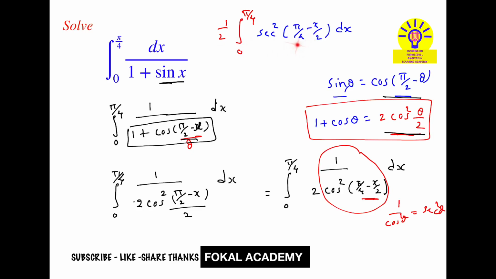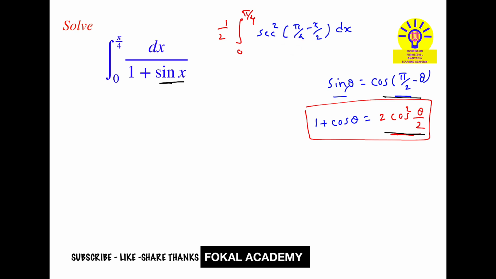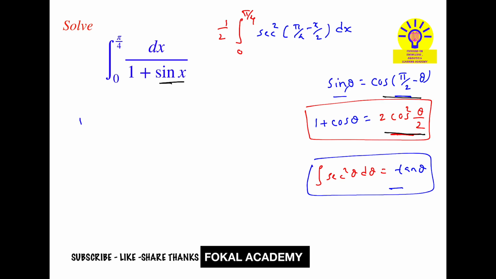Now it is in the standard form of integrals. Now we can easily apply the standard formula here. So let's see here. The integral of secant square theta d theta can be written as tan theta. Now use this formula here. It becomes, keeping the constant as it is, half of tan of pi by 4 minus x by 2, having limits from 0 to pi by 4.